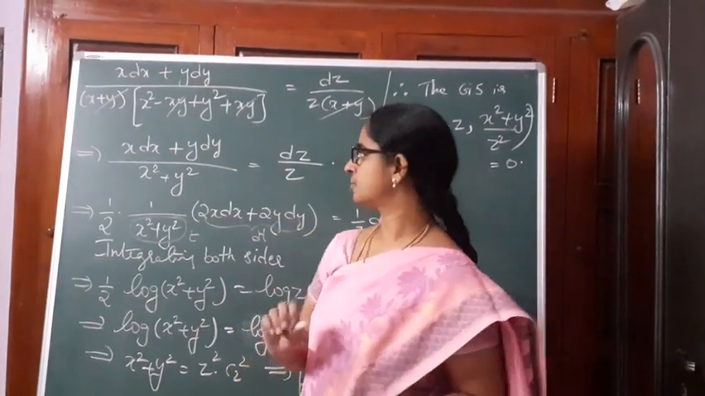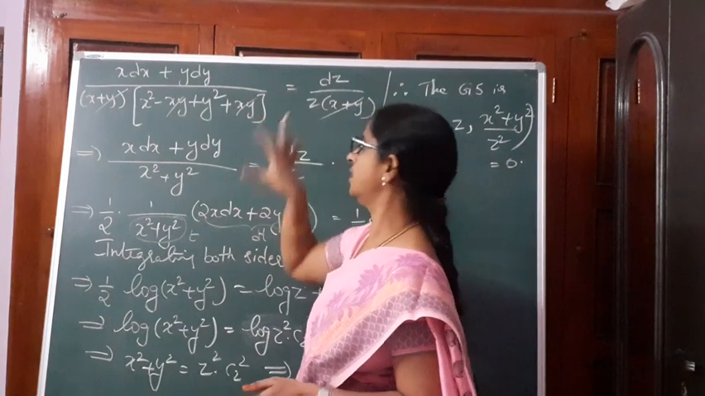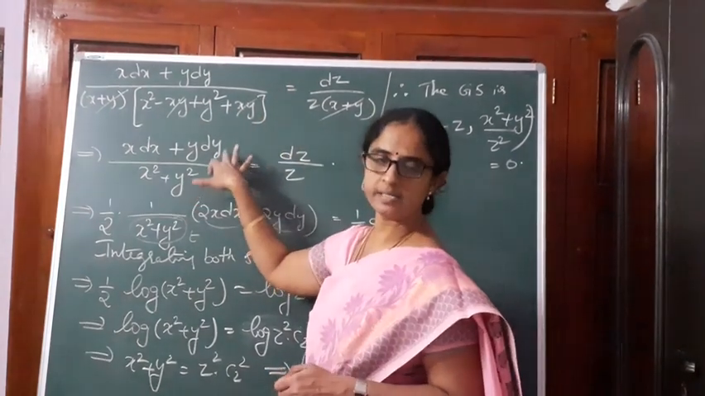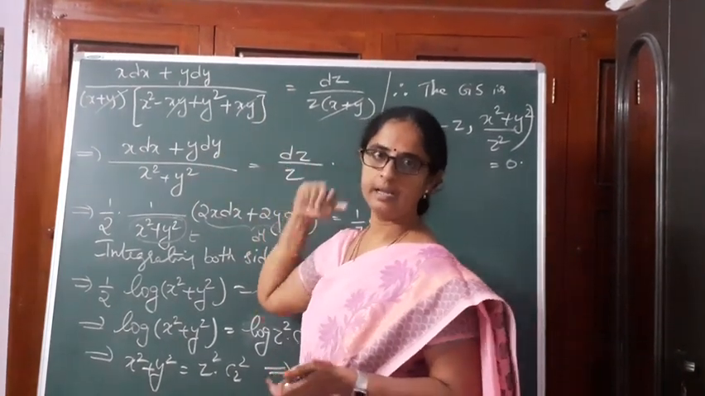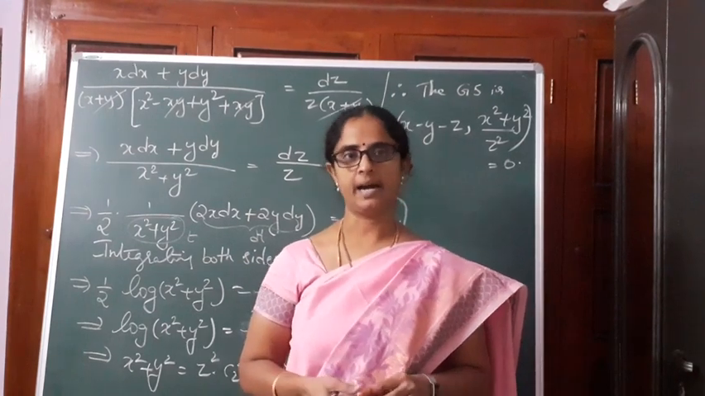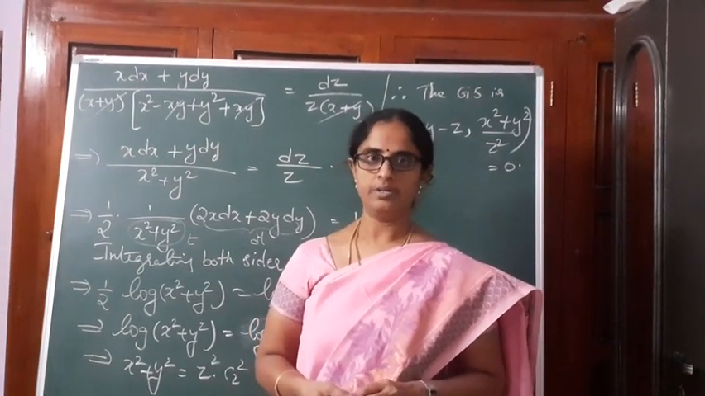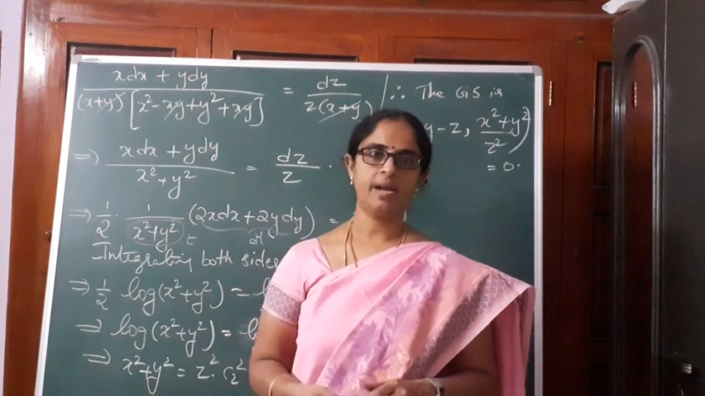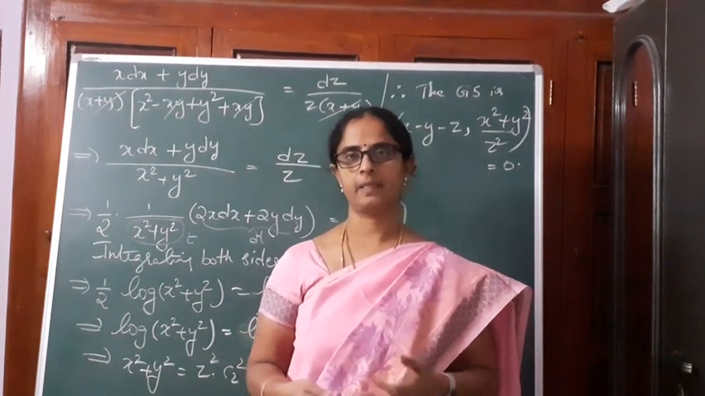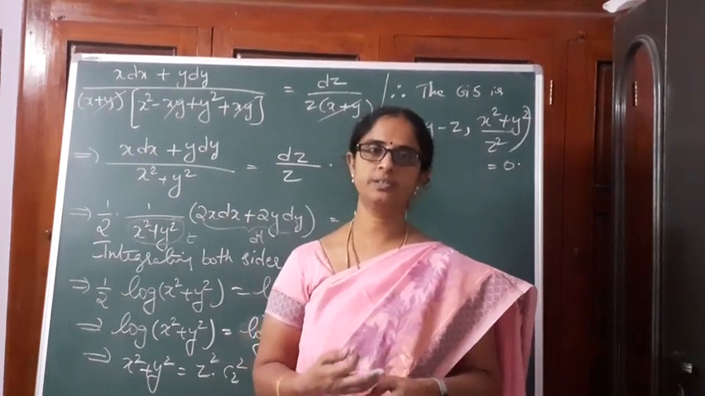So here we have chosen x, y and 0 as set of multipliers and equated that ratio to the last term dz by r and obtained the solution here. So in this way we have to try different sets of multipliers which suit our auxiliary equations.